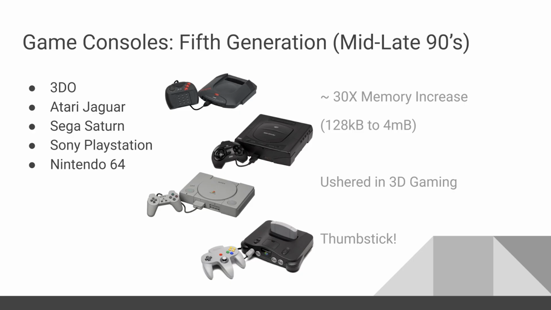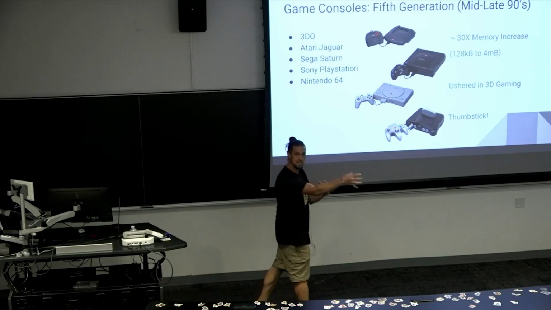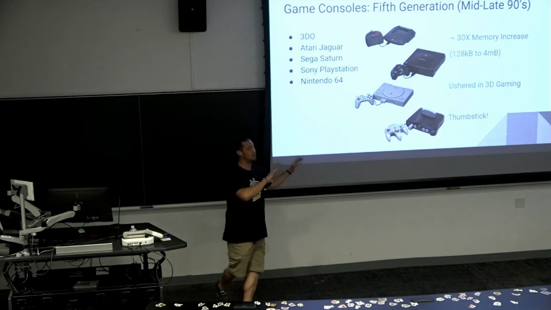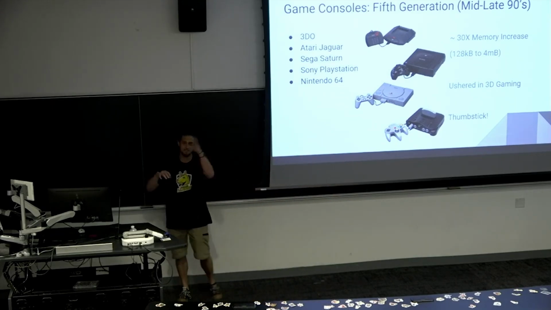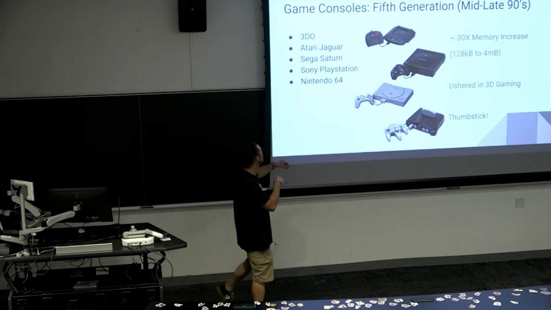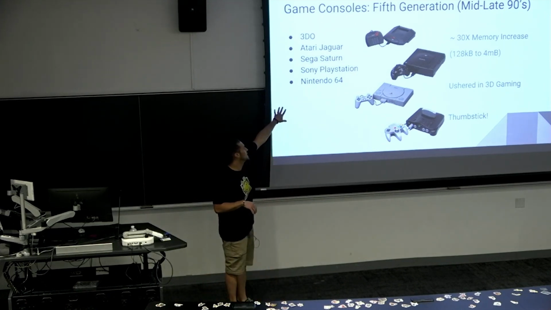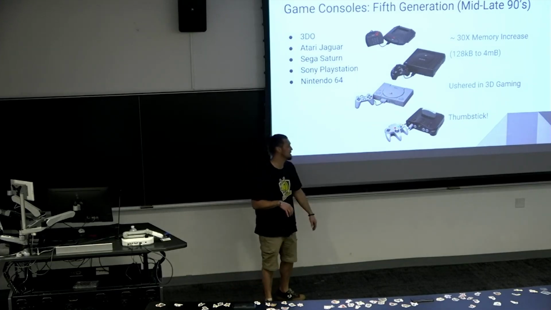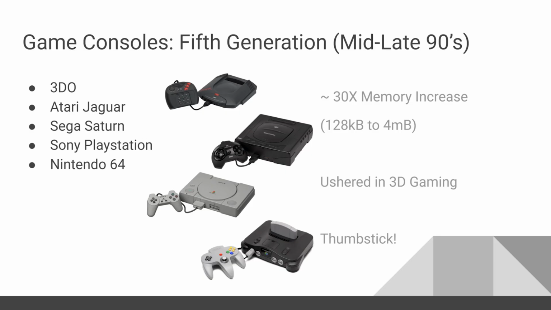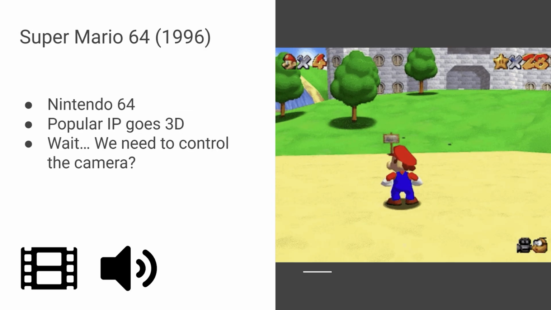5th generation. Now you get the 3DO, the Atari Jaguar. Atari kind of reemerges for a little bit. Atari could have a whole presentation itself on like the rise and fall of Atari. I think there's a movie about it. You still have Sega, you still have Nintendo, but you kind of get the entry of another player in the game, in Sony. The first Sony PlayStation is part of this generation. 30 times the memory increase. We went from 128K in the last generation to 4 megs. These consoles ushered in 3D gaming. Like that's kind of what they are known for.